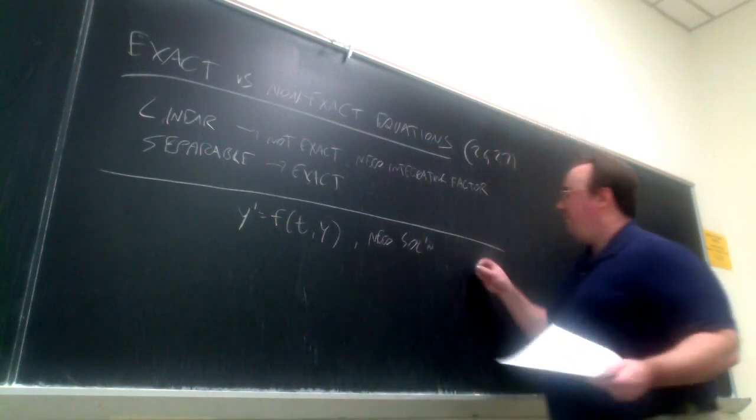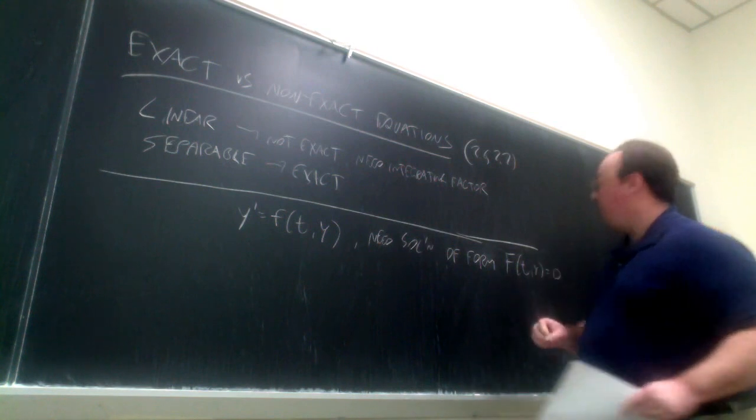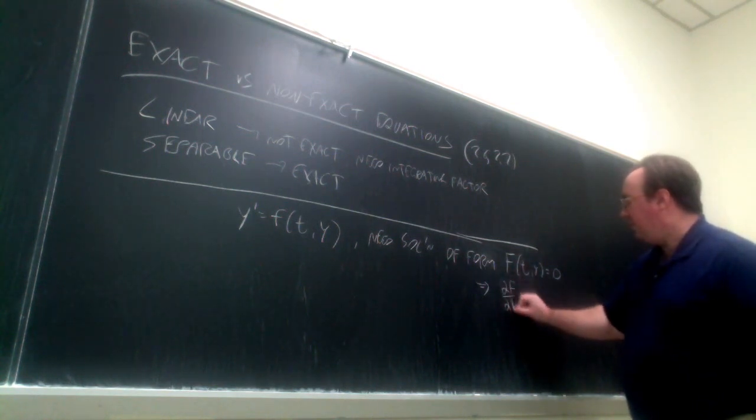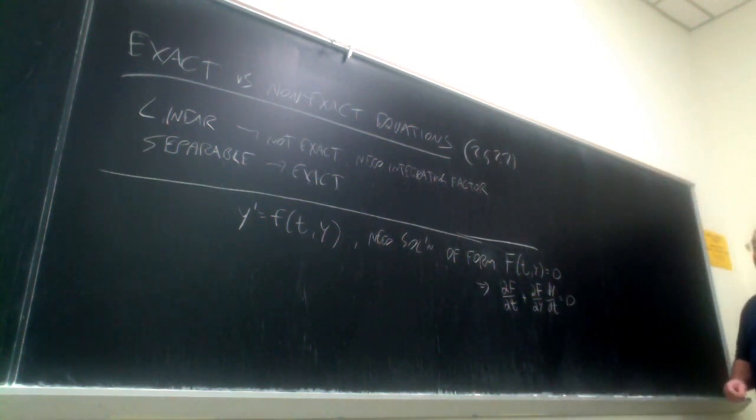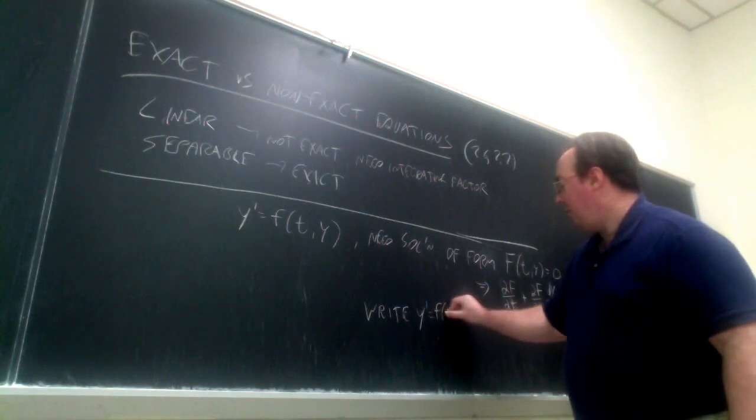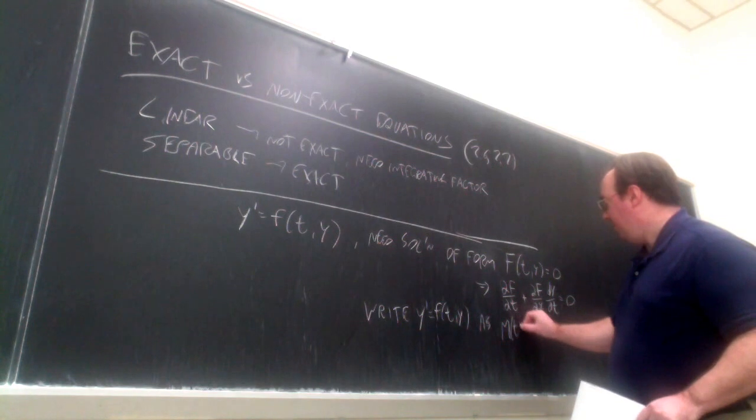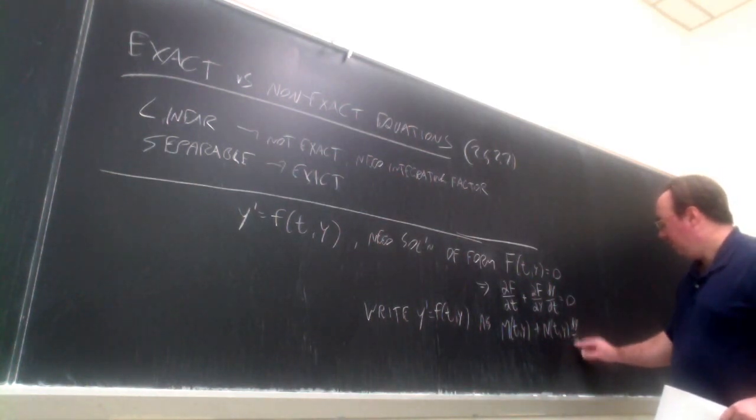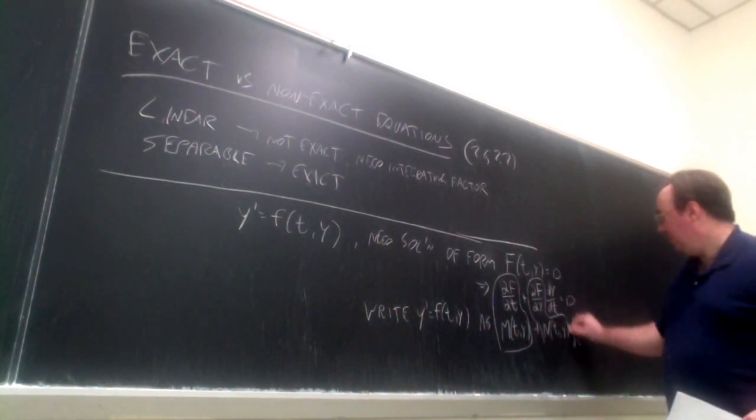So if you're looking for a solution of the same formula we've always seen, big F of t, y equals 0, and I've differentiated this equation with respect to t. So what you do is, whatever form your equation is given to you in, write it in this form: some function M of t, y plus some other function N of t, y, times dy/dt, equals 0. That way we can match things up. This corresponds to that. This corresponds to that.